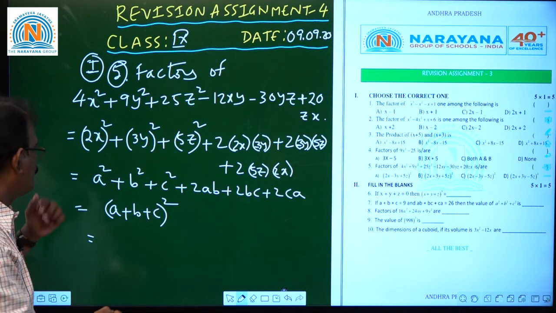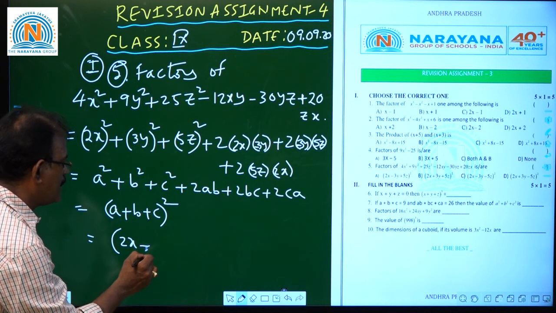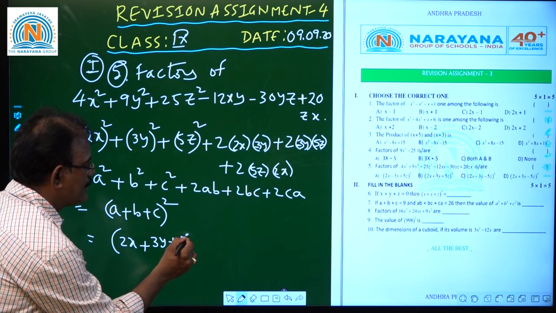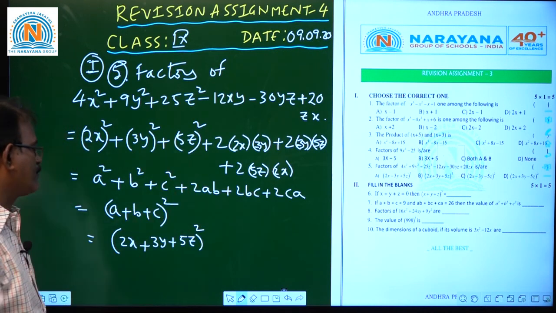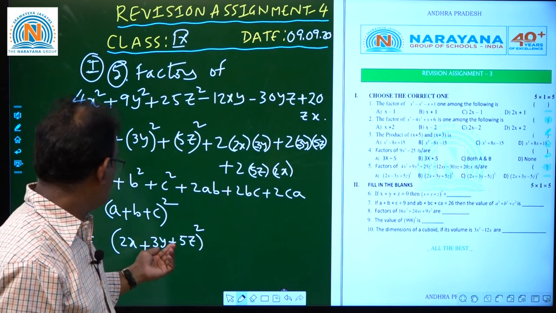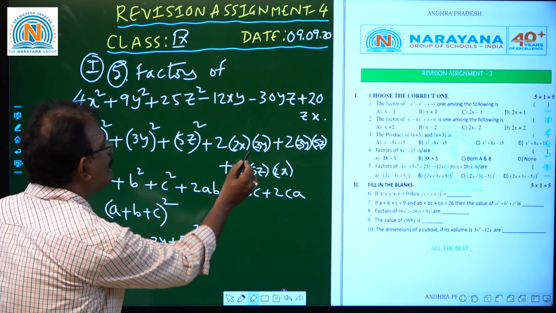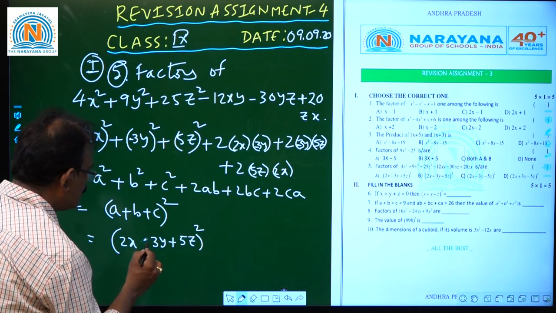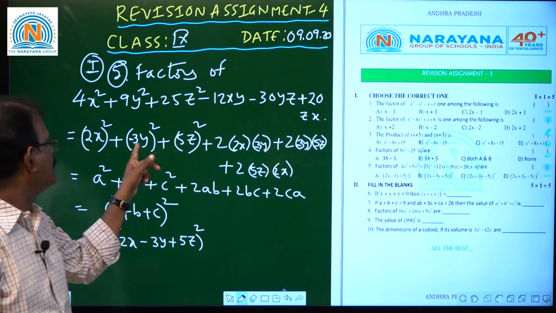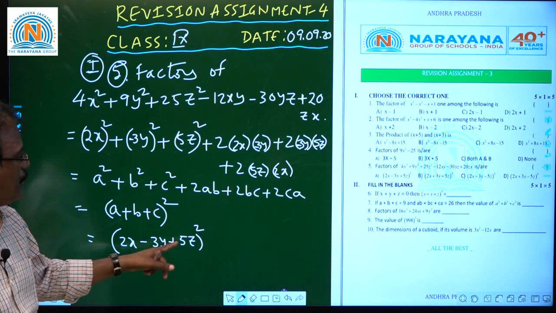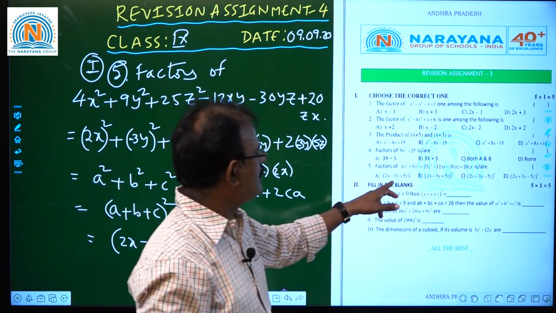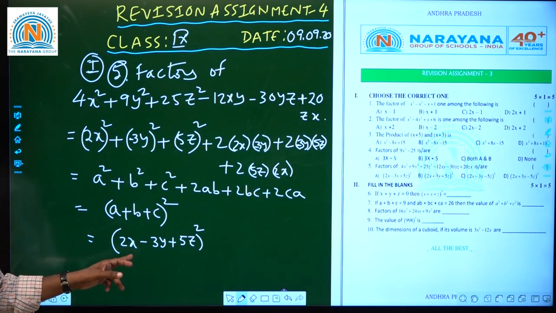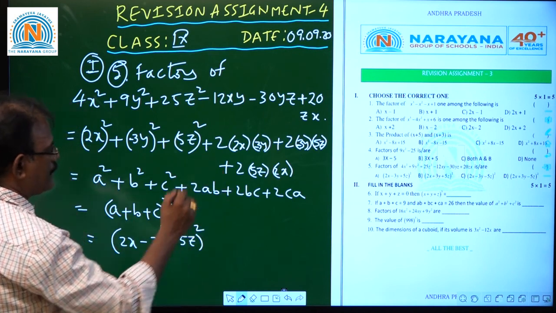So what is a? a means 2x, plus what is b, 3y, plus what is c, 5z, okay children, whole square. So what are the factors here? Sorry, this is minus 3y. As b we consider minus, this is minus 3y. So (2x minus 3y plus 5z) whole square. So this is the first option, the factors for the given expression. It is there in the first option, children.